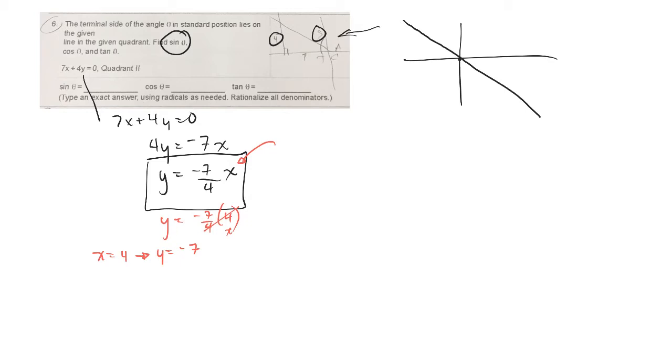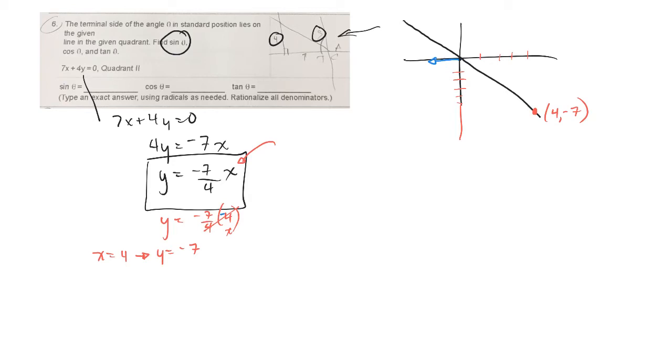I'd have a point on my line of 4, 1, 2, 3, 4, and then down 7. So on my line, that point, 4 and negative 7, is on my line. But they say they want it in quadrant 2. Maybe I should have put a different number. Maybe I should have used a negative 4 because my x value I want to be negative. So I'll put a negative 4 in for that.